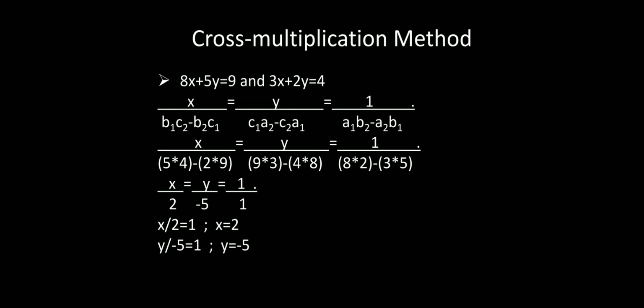Oh my god, I had done something wrong. Stop. The values of x and y in the previous equations were minus 2 and 5, but here it's coming 2 and minus 5. Have I done something wrong? Pause the video and find what I have done wrong.